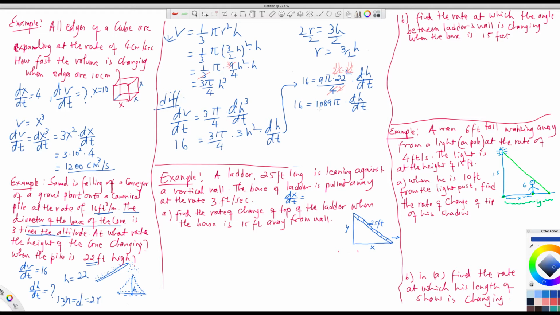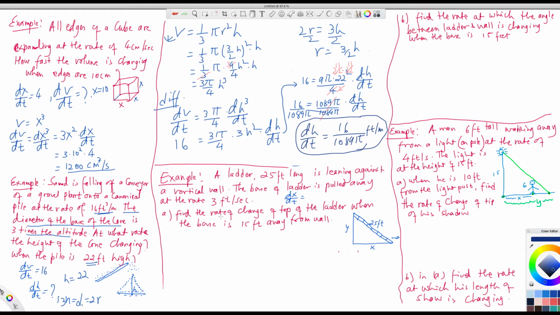So the next thing is you divide by 1089 pi on both sides. If you do that, that will cancel out, right? So basically the final answer will be dh over dt equals 16 over 1089 pi. This is the final answer. But what is the unit? This is feet per minute, right? Because this is given in the feet per minute form. So this is the final answer.